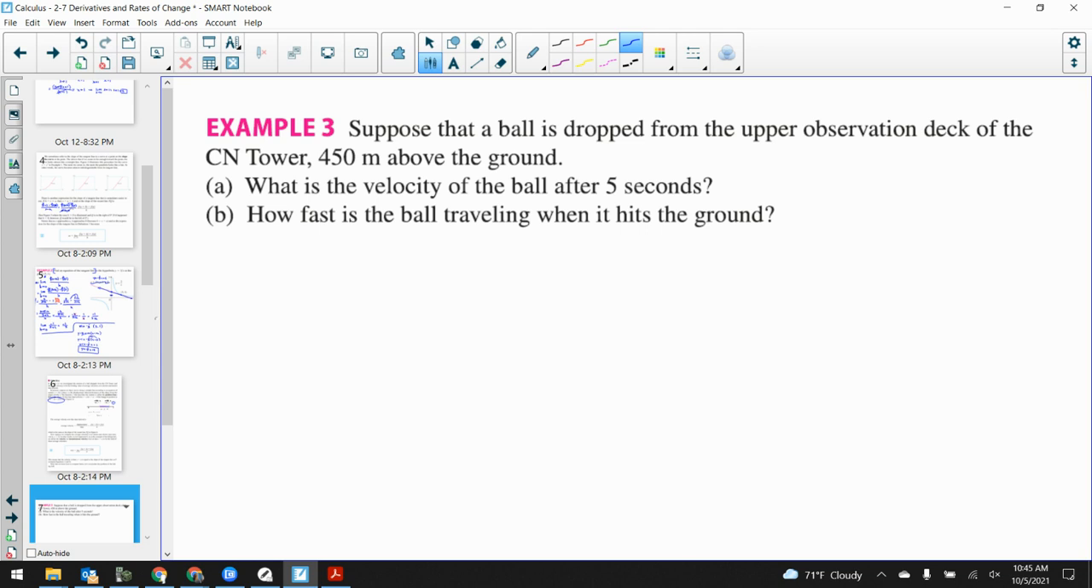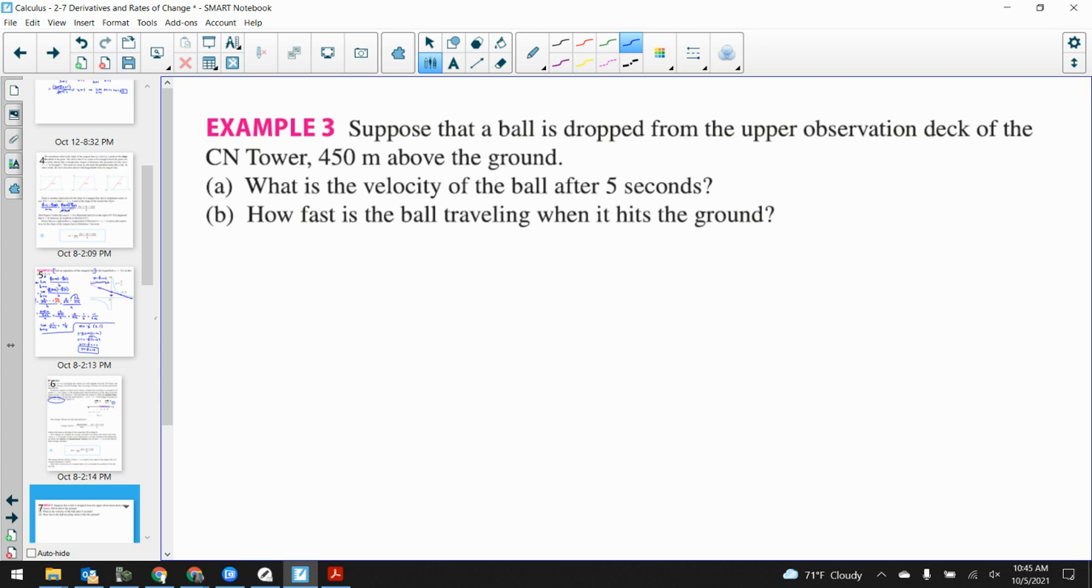Suppose a ball is dropped. This is one of the same things that we did on day 1 of chapter 2. Suppose that a ball is dropped from the upper observation deck of the CN Tower, 450 meters above the ground. What is the velocity of the ball after 5 seconds? This is the exact question that we did in section 2.1. What is the velocity of the ball after 5 seconds? Well, what am I looking at here? I'm looking at when a goes to 5, aren't I? Yeah, I want my a to be 5.